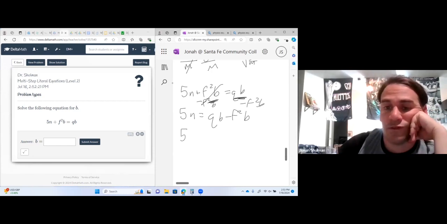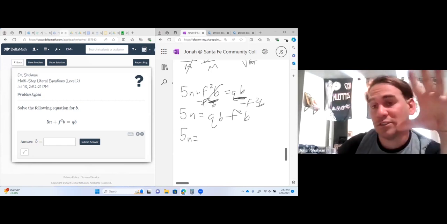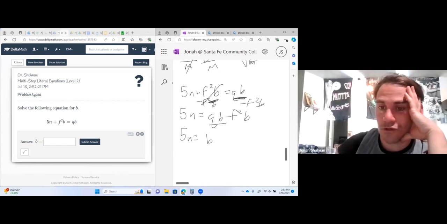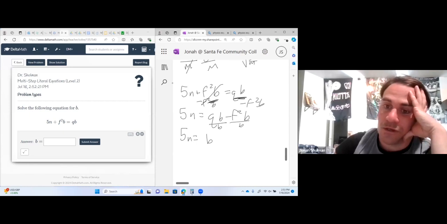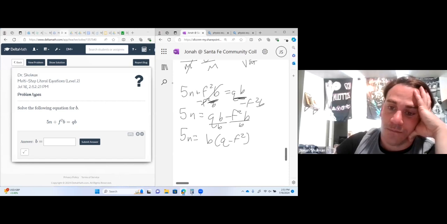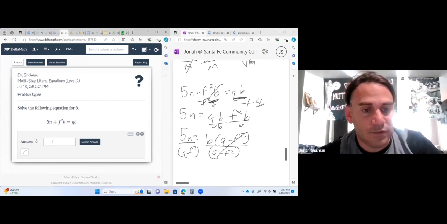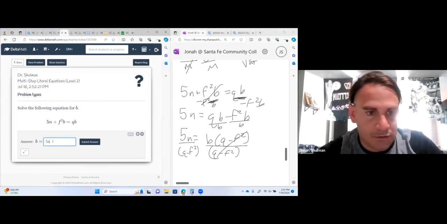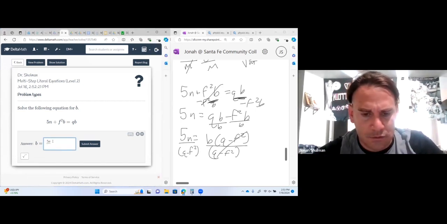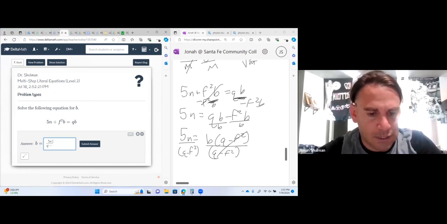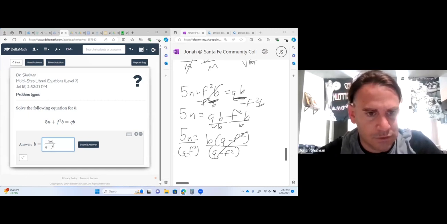So this is where you have to do something called factoring. It's the opposite of distributing. We have to pull out a B from both because we can divide them both by B. So I have B times Q minus F squared. And then because that's times, we just divide by the Q minus F squared. That's your answer. Wasn't that fun? So your final answer is going to be Fn divided by Q minus F raised to the second power.